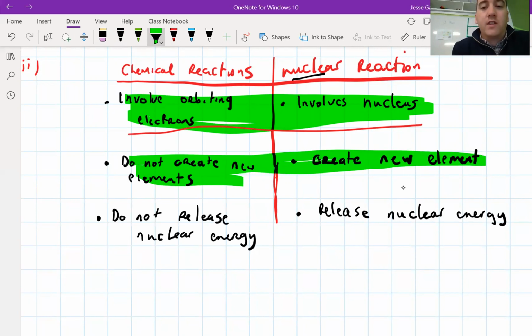Okay, so you don't have to use a table. You could write it out as a sentence. But if you're writing it out as a sentence, you must talk about both types of reactions. So you must say chemical reactions involve orbiting electrons, whereas nuclear reactions involve the nucleus. That would only be one difference. Okay, so hopefully that's clear.